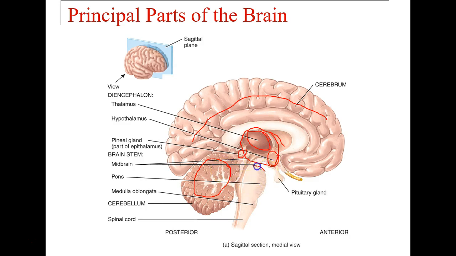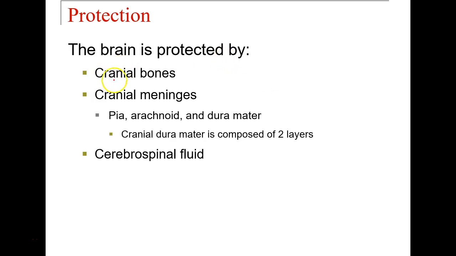And then we have the brain stem. It's going to have 3 different parts. Okay, starting with the midbrain, then the pons, and then the medulla oblongata. Protection of the brain is a lot like the spinal cord. We have cranial bones for our bony protection. Then we have cranial meninges, the same as with the spinal cord, pia, arachnoid, and dura, although we do have 2 dura mater layers. And then we have a cerebral spinal fluid as well.